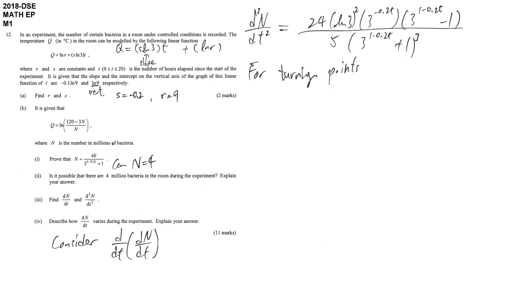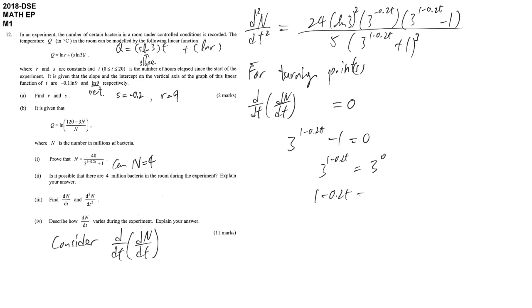For stationary points, we consider the derivative of the function that we want to investigate equal to 0. So 24 is constant, this is constant, this never equals 0. So the key point is whether this factor is 0. 3 power of 1 minus 0.2t minus 1 equal to 0, equal to 1, that means 3 power of 0. So 1 minus 0.2t is equal to 0, t is equal to 5. 5 is within our given range between 0 and 20, so it's fine.